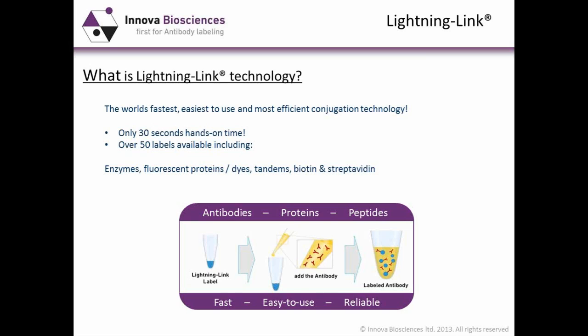The kits themselves are the world's fastest, easiest to use, and indeed most efficient conjugation technology that's available. You literally only need 30 seconds of hands-on time to prepare a conjugate. And although we're looking at alkaline phosphatase today, we actually have more than 50 different forms of LightningLink kits available that enable you to link antibodies to other enzymes, fluorescent dyes, and proteins. In using a LightningLink kit, you simply add your antibody to a freeze-dried dye or enzyme and then incubate it for a period of time, and after that period is over, your conjugate is ready to use.